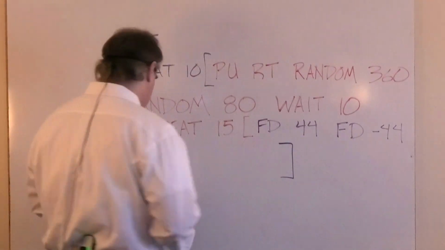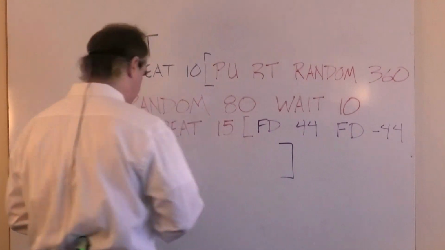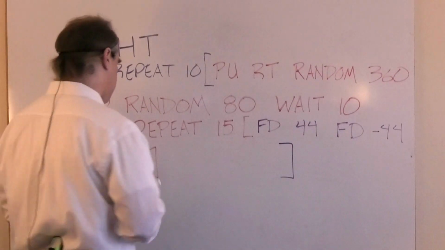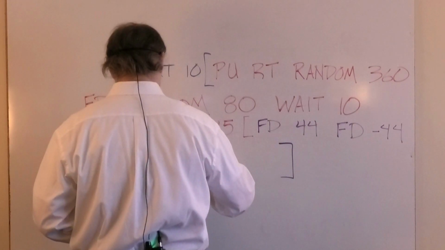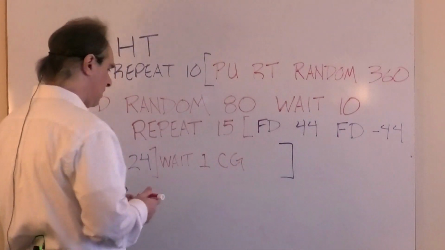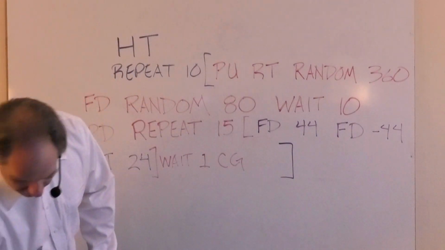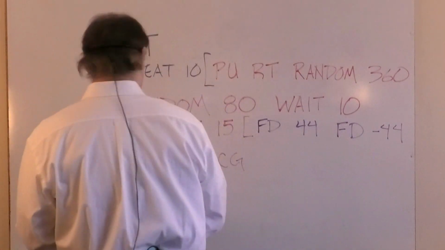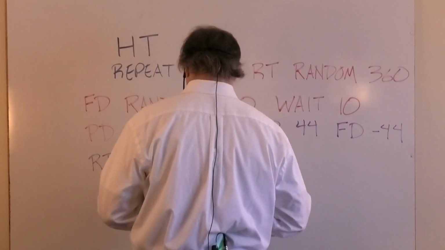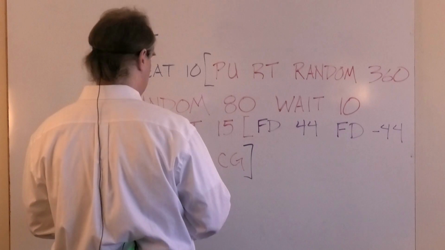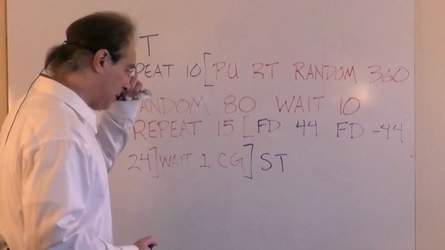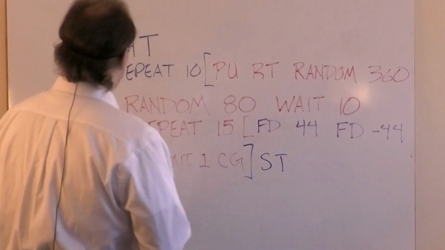Close the loop. Great. Wait, any number. Wait, variable. In this case, I put wait one. Then CG, clear graph. Close the outer loop. Yep. After closing the outer loop, ST, show turtle. Okay. All right.